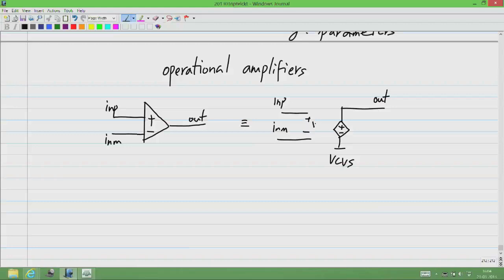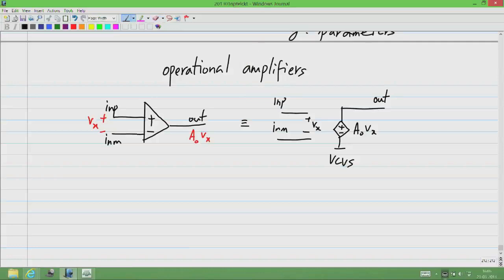And what does the voltage controlled voltage source give out? It gives a voltage proportional to this, and it is multiplied by a very large gain, A naught times Vx. So, the output voltage here will be A naught times Vx, where Vx is this voltage measured with this polarity, okay? So, this is an operational amplifier.